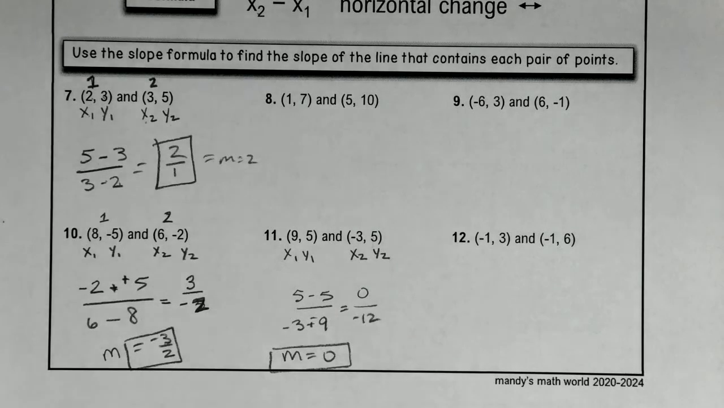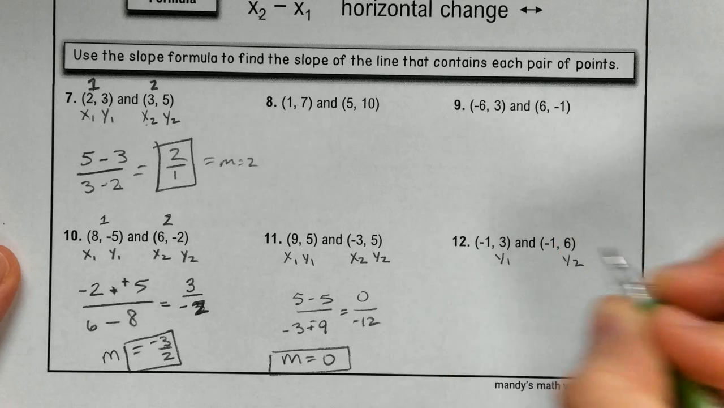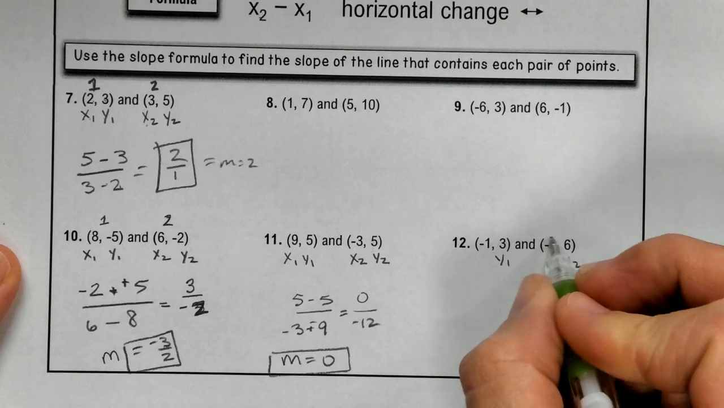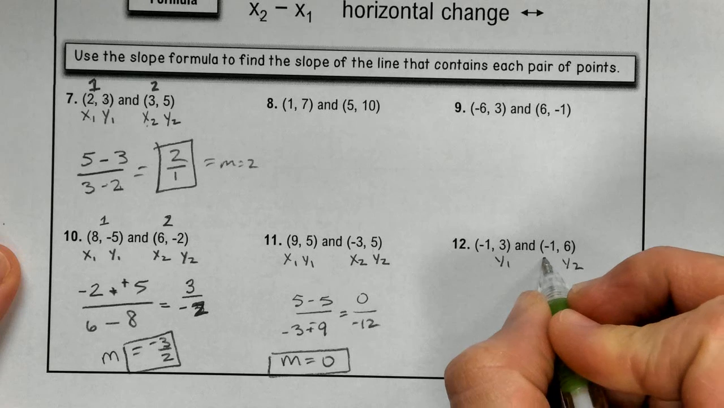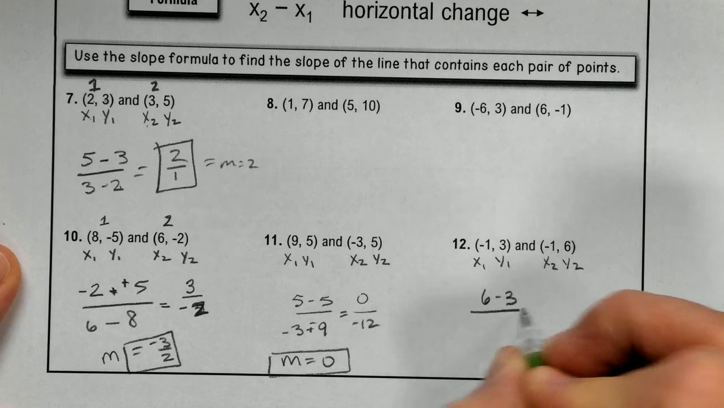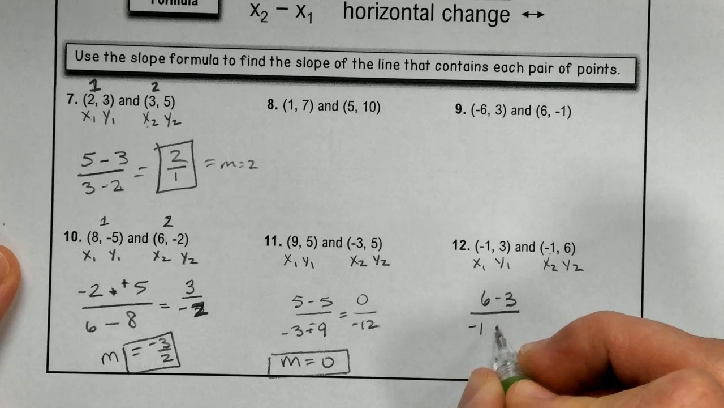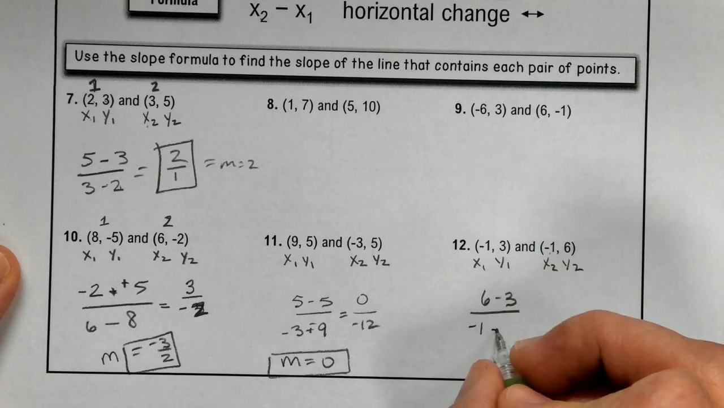Samia, you there? Yes, sir. All right, Samia. Number 12. We got one more. Okay. So you go 6 minus 3. Okay, so 6 is your y2. 3 is your y1. Okay, that means that this negative 1 should be what? X2. Okay, and then this negative 1 should be x1. All right, so 6 minus 3 on the top. On the bottom, you've got? You have negative 1 plus 1. No. Okay, well, okay. Negative 1 minus, right?